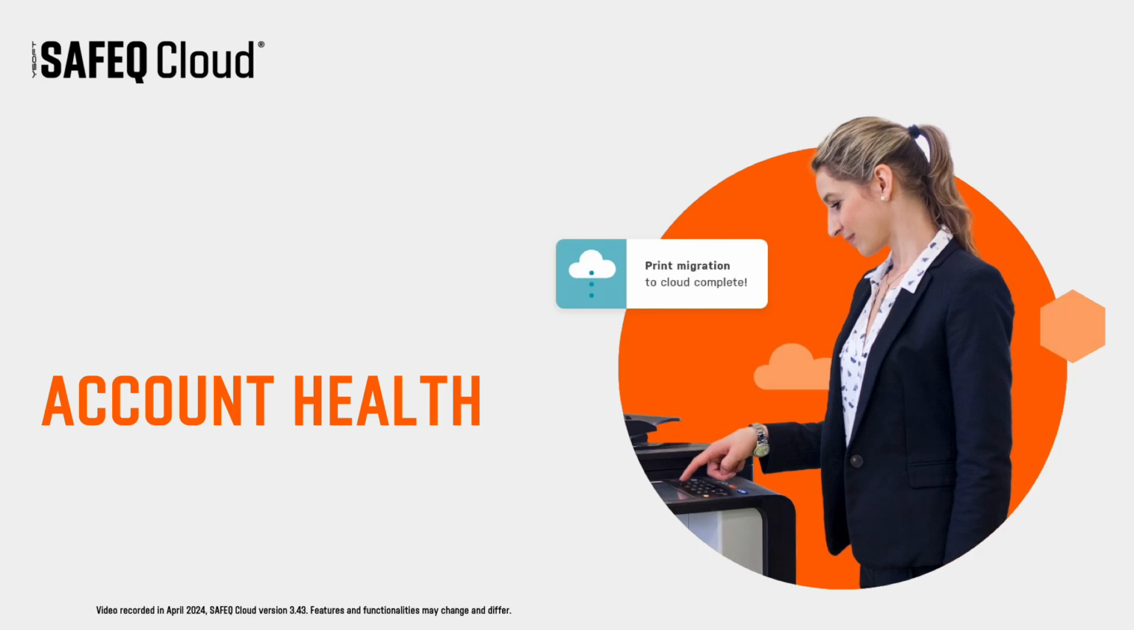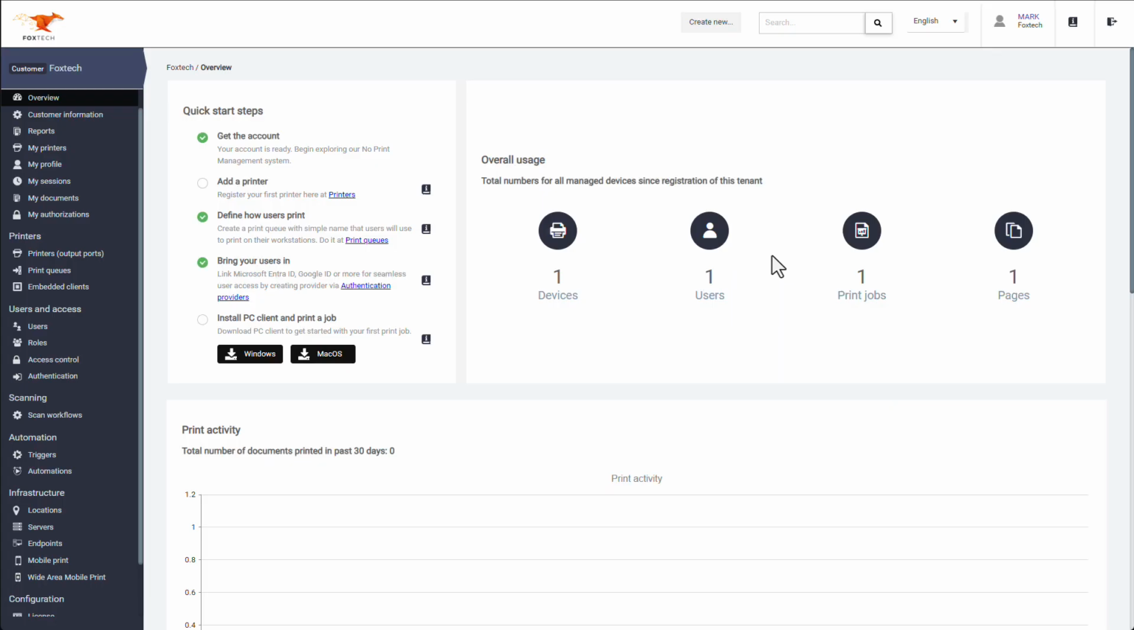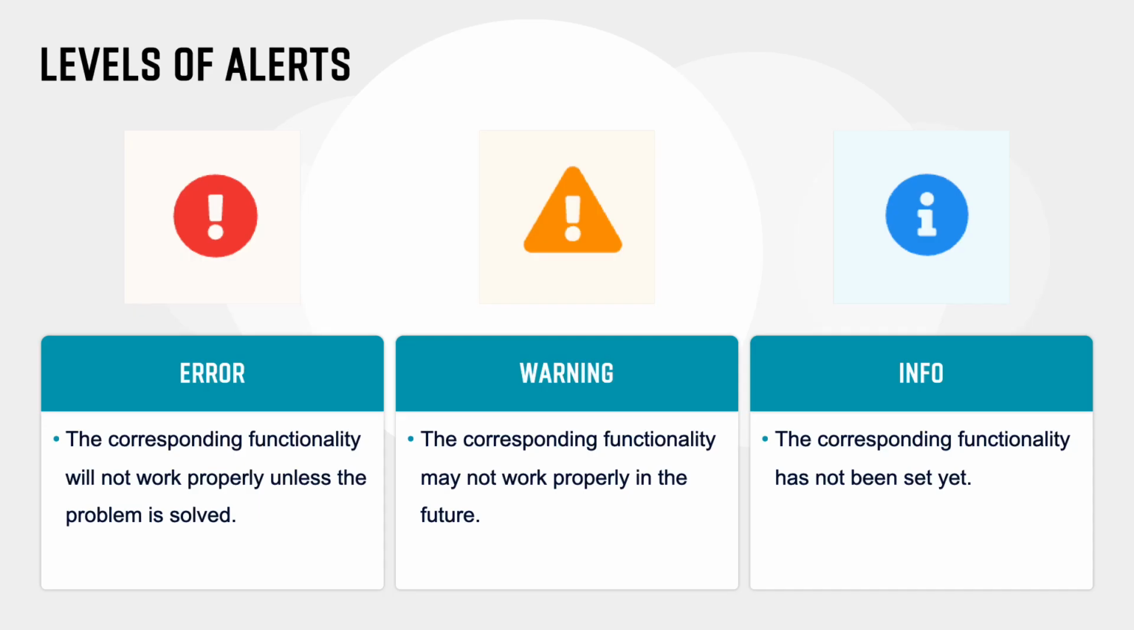Account health. When logged into the administrator portal, you can view the account health where you can see any issues with your account. There are 3 levels of alerts: error, warning, and info.